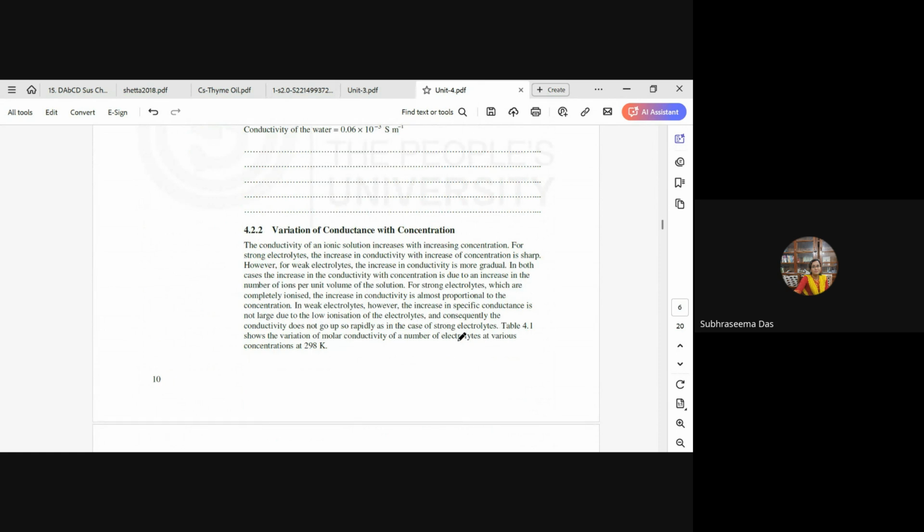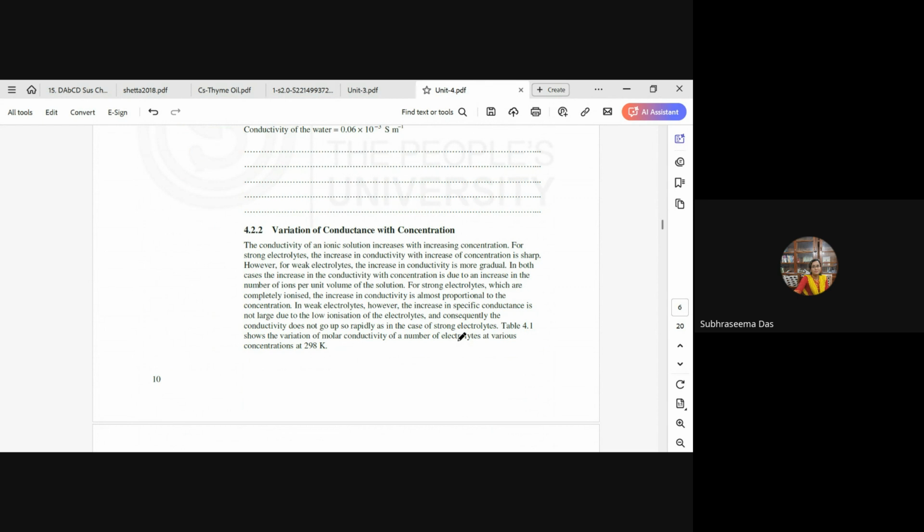Now coming to variation of conductance with concentration. The conductivity of an ion, we know, increases with increasing concentration. For strong electrolytes, the increase in conductivity with increase of concentration is very sharp. But when we consider a weak electrolyte, the increase in conductivity is very gradual.